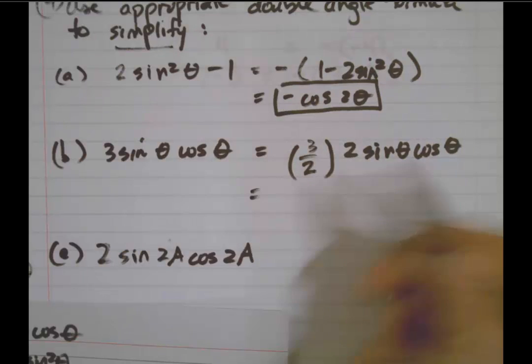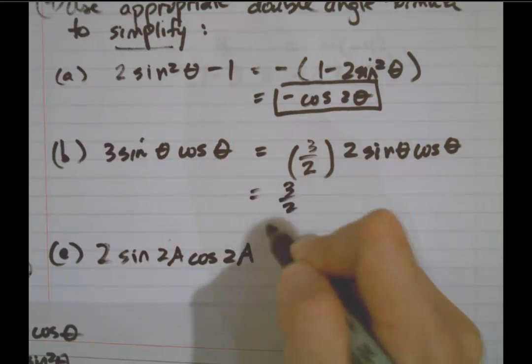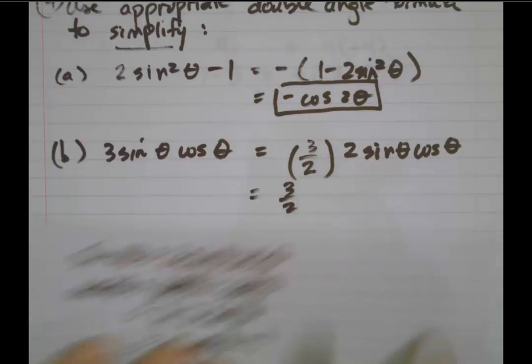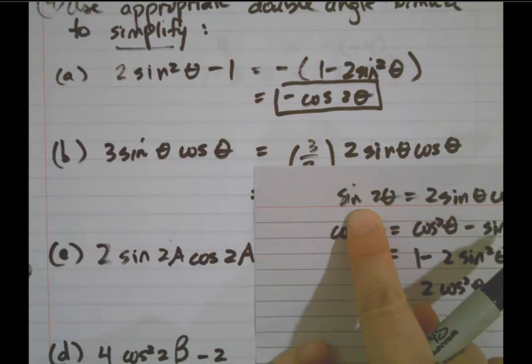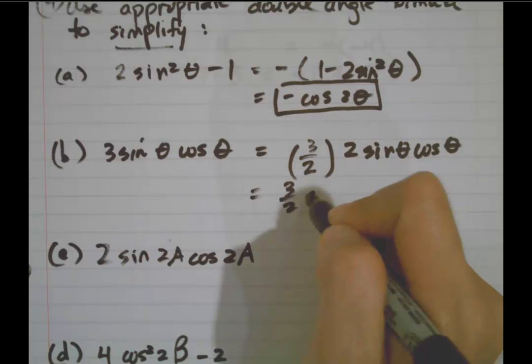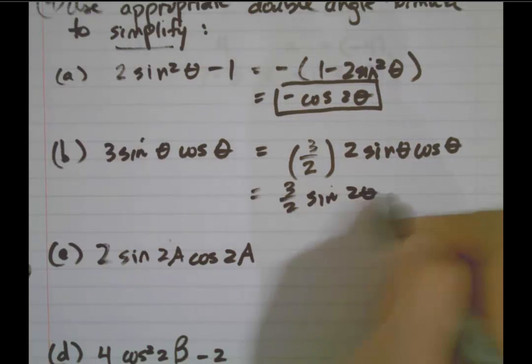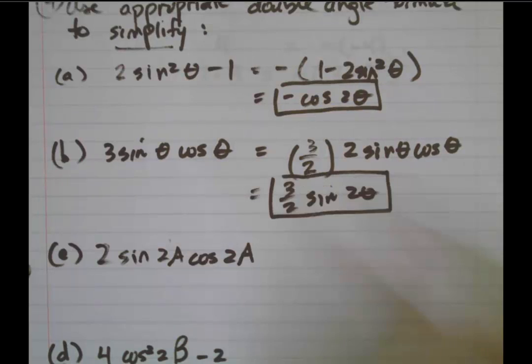And then I'm going to further simplify. I'll leave the 3/2, but I know 2 sine theta cosine theta is equal to sine of 2 theta. So I'm going to go ahead and put sine of 2 theta. Okay.